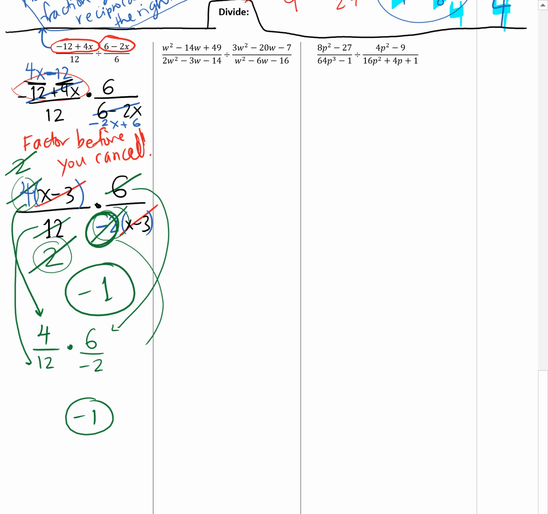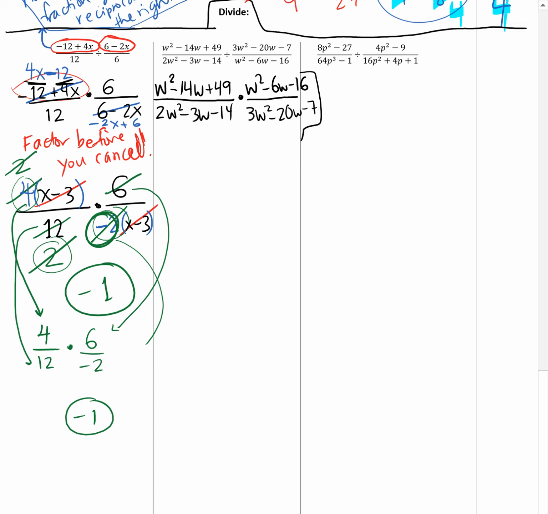Alright, the second one looks like a doozy here. But the first thing I want to do, before I even factor or try to cancel anything, is rewrite the division problem as a multiplication problem. It's w squared minus 14w plus 49, and you want to keep the left fraction the same, 2w squared minus 3w minus 14. But I'm going to multiply by the reciprocal of the second one. So now the second one's upside down. The w squared minus 6w minus 16 is now in the numerator. The 3w squared minus 20w minus 7 is now in the denominator.